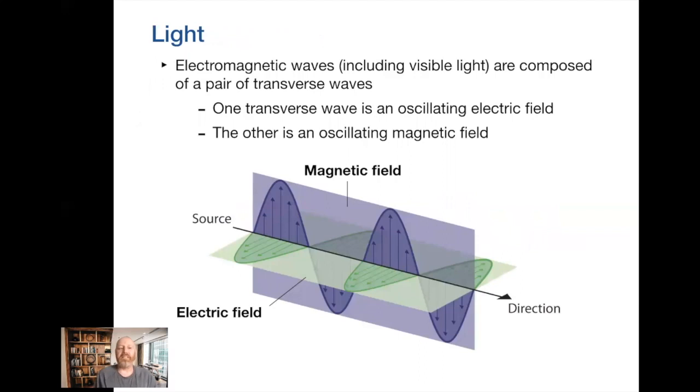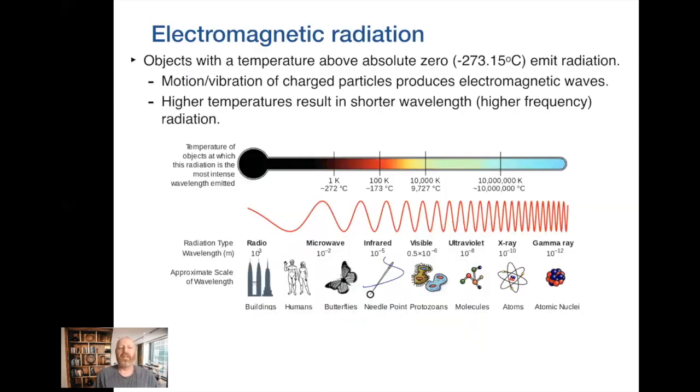Now if we go back to electromagnetic waves, these are composed of a pair of transverse waves. One of these waves oscillates in an electric field and the other in a magnetic field. In this diagram, the electric field is the green shading and the magnetic field is the purple shading. Electromagnetic radiation is generated from any object that has a temperature above absolute zero, which means from any object. When an object has some heat in it, has a temperature, the molecules and atoms within that object vibrate, which gives it the energy, which gives it the temperature.